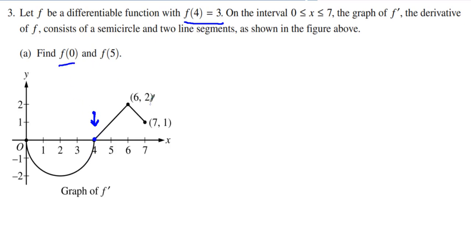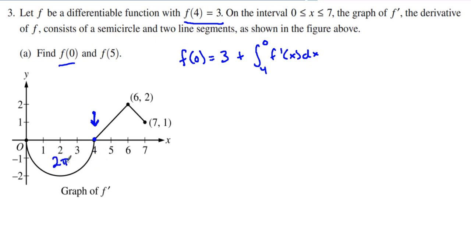So the first thing they wanted us to find is f of 0. How do we find f of 0? Well, we're starting at a position of 3, and we're going to take the integral, or the area, starting at 4 and going backwards to 0, of f prime of x dx. We're going to take the area. So what is a semicircle's area? A circle's area is pi r squared, and the radius, of course, is 2 all around. So pi r squared is 4 pi, but it's a semicircle, so it's 2 pi.